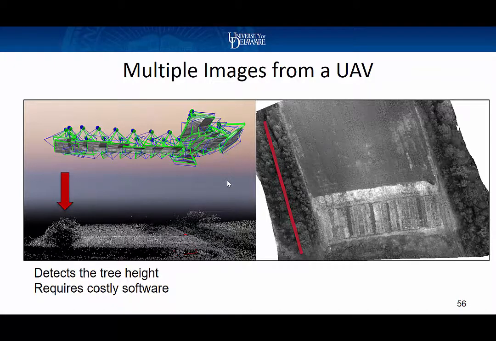So a nice thing about some of these images, I had a slide in here earlier about topo maps, is you guys ever heard of stereography? It's where you take two images that overlap, and that's how we drew topo maps. You see these multiple images from a UAV. Here's the tree line. Can you see all those dots? So we can use UAVs, because it's taking so many images that overlap, to measure elevations.